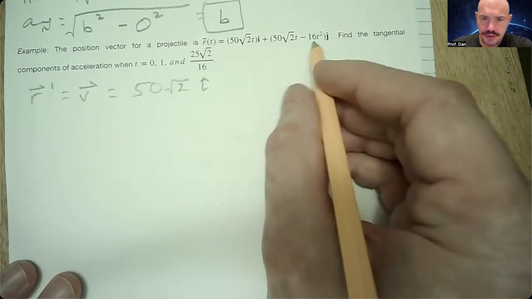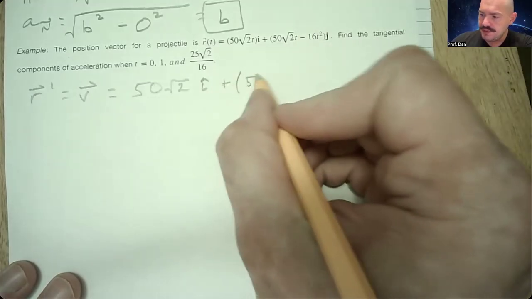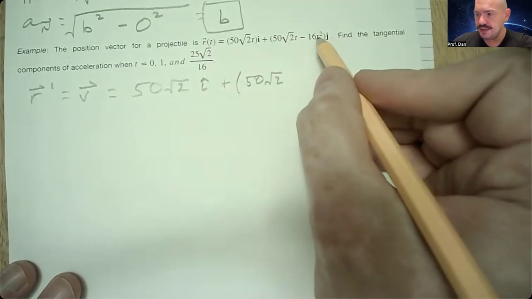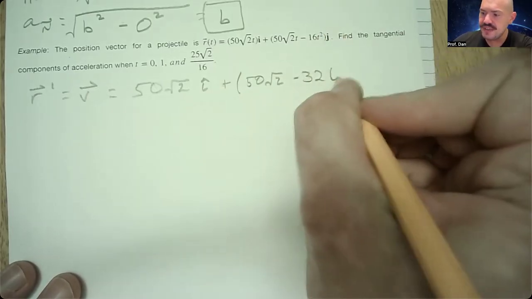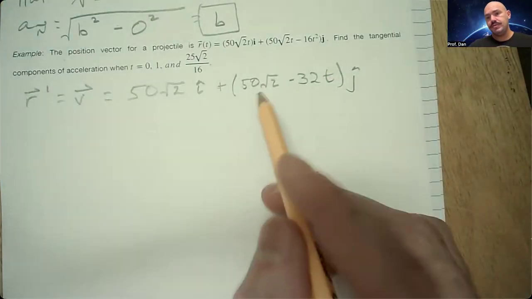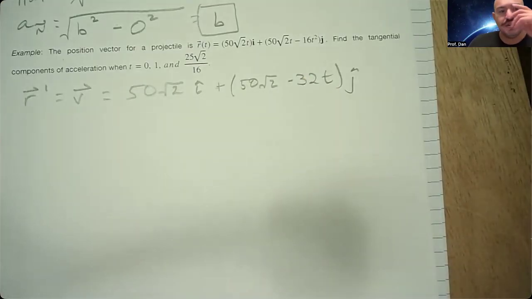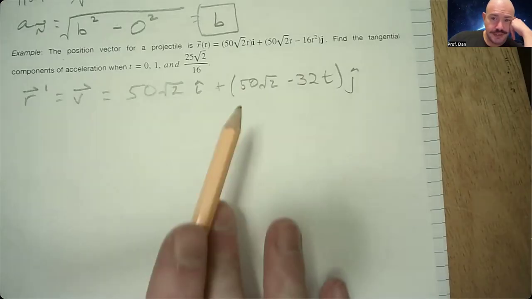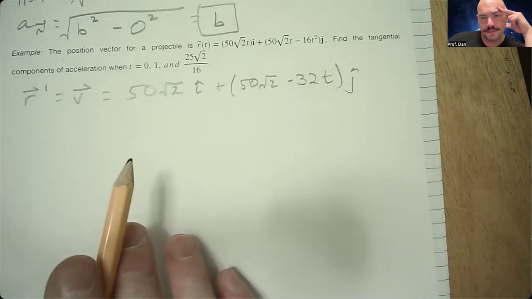So we get 50 square root 2, and then the derivative of minus 16t squared is minus 32t. Remember, your parentheses are important because there's more than one term in this component. So now I have my velocity vector. Remember, I cannot plug in values of t until after I've gotten my tangential acceleration.